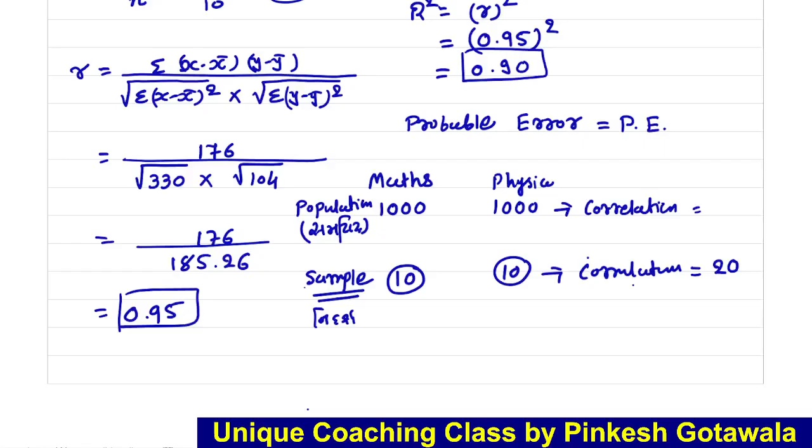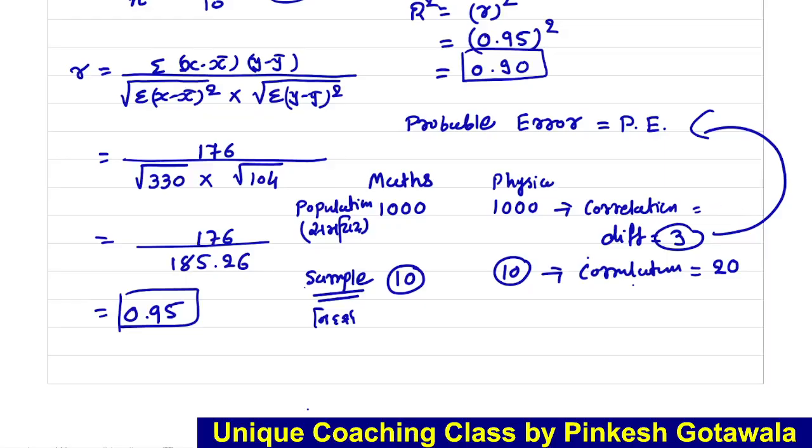Now suppose we want to find the population correlation coefficient. I just told you it is very hard to find out, but suppose by chance we get the answer 23, just for understanding. Now tell me, what is the difference between them? The difference is 3. Yes or no? That is called the probable error. Probable error means the difference between them.